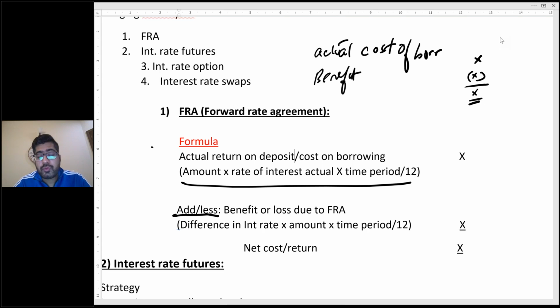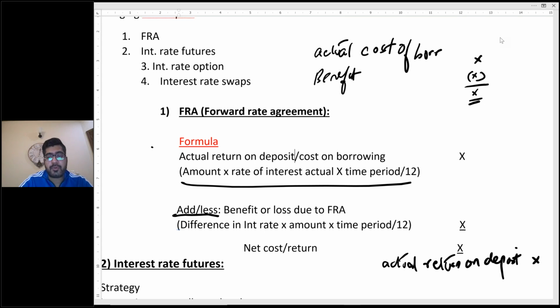But let's suppose you get a case of deposit. So firstly, you will record the actual return on deposit through this sub formula. And then let's suppose you get a benefit.